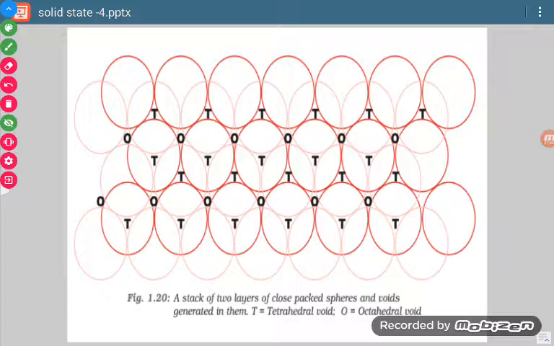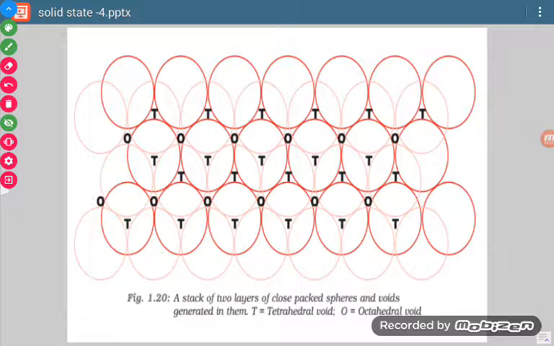How? See, if I take these 4 spheres I am talking about, then these 4 spheres are touching each other, and there is still vacant space. Here there is vacant space. This vacant space is called a tetrahedral void.